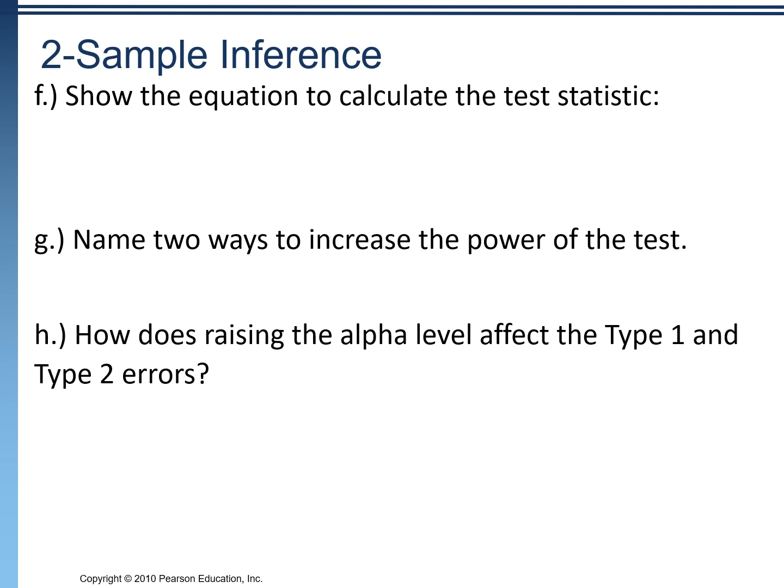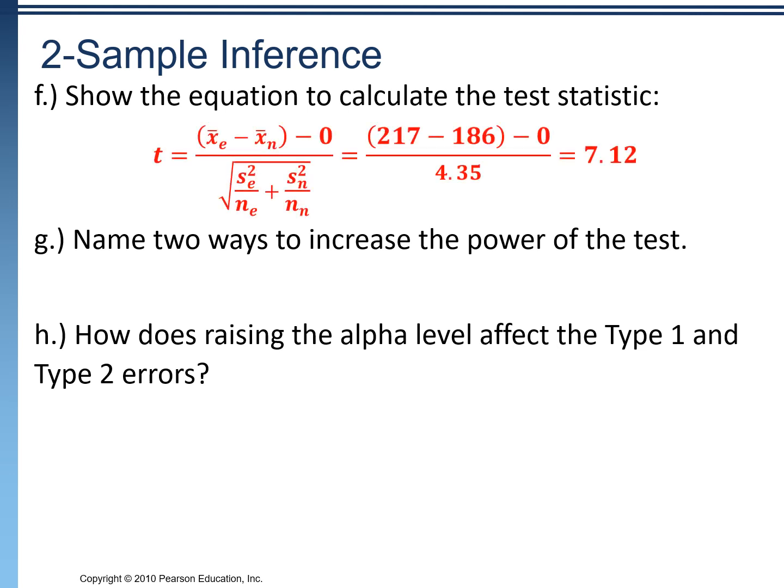Calculating the test statistic is just like proportions, except it's a t-score instead of a z-score. We'll start with a difference in those two x bars, our sample statistics, and compare it to our null hypothesis, which says there is no difference there. A lot of times we just leave these parts off and divide by the standard error. We get 7.12. If we wanted to increase the power of the test, there are two ways we can do it.